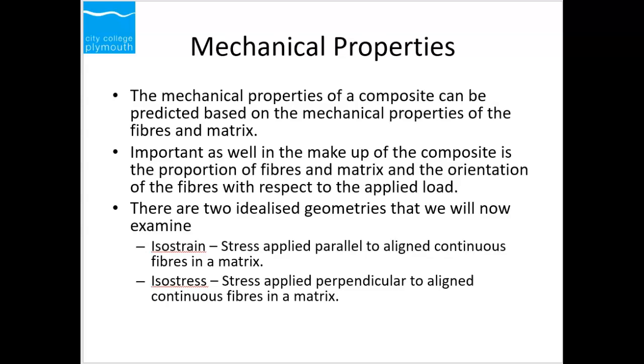We can predict the mechanical properties of the material if we know the fiber properties and the matrix properties. There are two geometries that we can examine: one is called isostrain and one is called isostress. Isostrain: iso means same, strain means change in length. It is stress applied parallel to aligned continuous fiber in a matrix. Isostress is stress applied perpendicular to aligned continuous fiber in a matrix. So these are the two conditions.